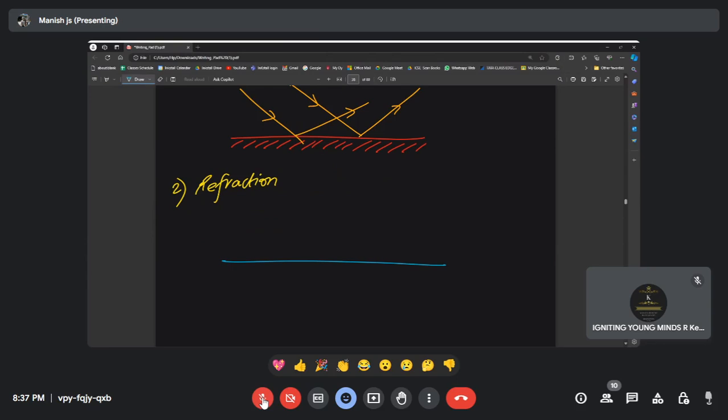For example, we have so many real life objects which allow light to pass through them.